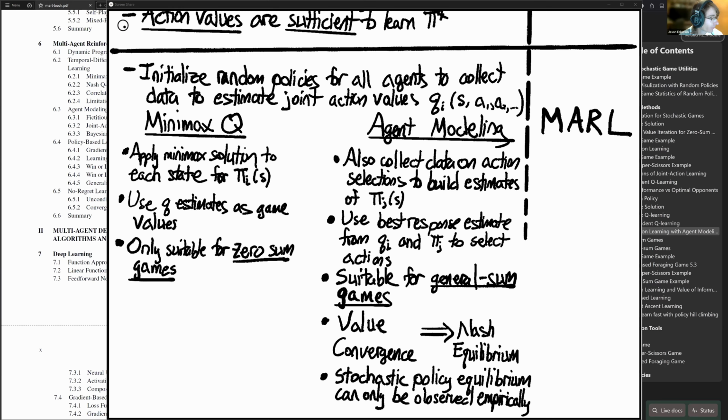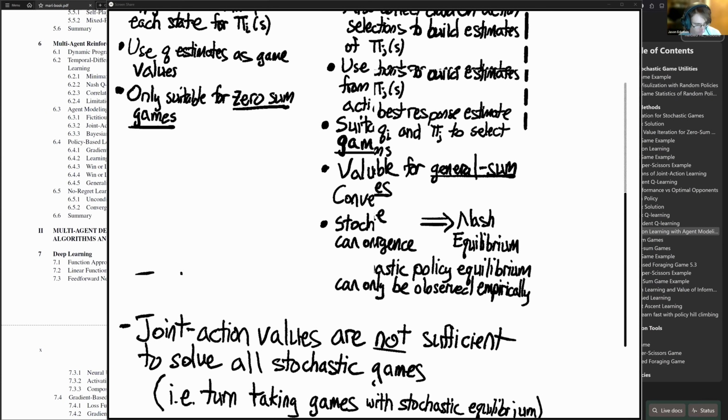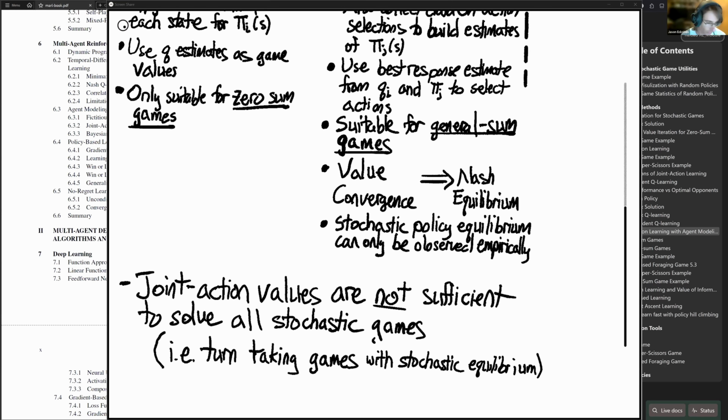But this algorithm can also be very slow, like minimax Q-learning, because this step where we apply the minimax solution is like solving an entire linear program in every state we end up in the game. And that is much slower of a step than calculating the best response policy using the agent models. So that is a drawback of this technique, is how slow it is. But the main problem with all these techniques is that there are situations where the joint action values are not sufficient to find the equilibrium.